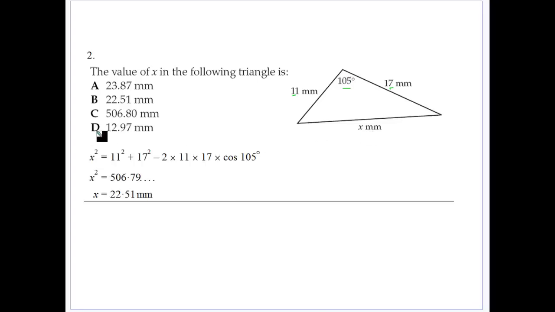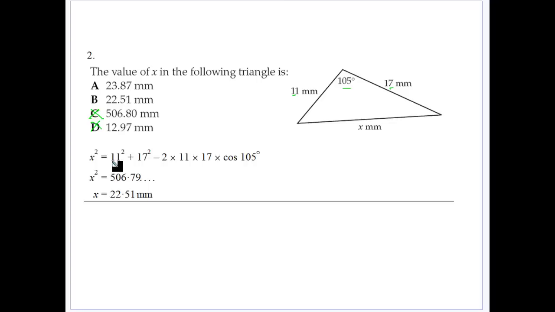So when I look at these answers, D should be gone straight away. C should be gone because, well, it's going to be larger than 11 and 17, but not at the point where it's 506 millimeters. So C should be gone straight away as well. So we should be able to eliminate some answers because they're just not reasonable. Just won't make any sense there. So I'm down to these ones. So that makes life a little bit easier in a multiple choice. It's now a 50-50 shot if you're going to guess, but hopefully we're not guessing.